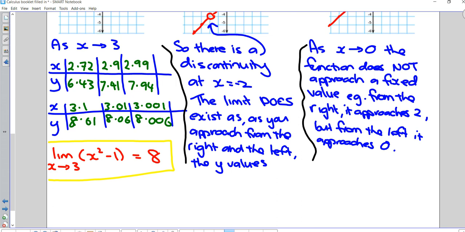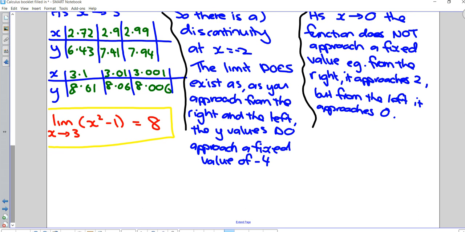So as you approach from the left and from the right, the y values do approach a fixed value, which is -4. So it doesn't matter that it never hits -4, just so long as it gets infinitely closer and closer to that y value, then the limit does exist.